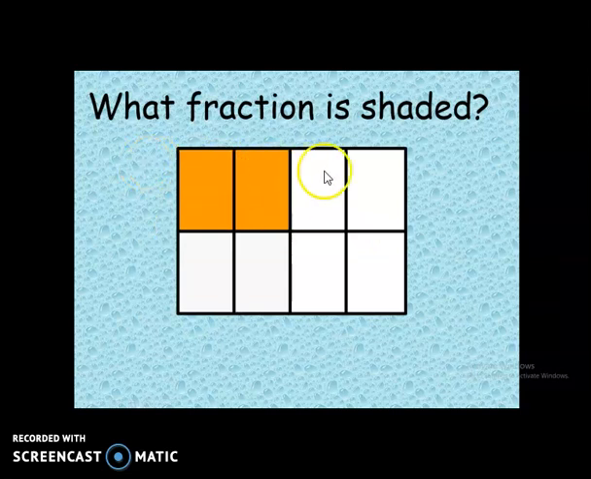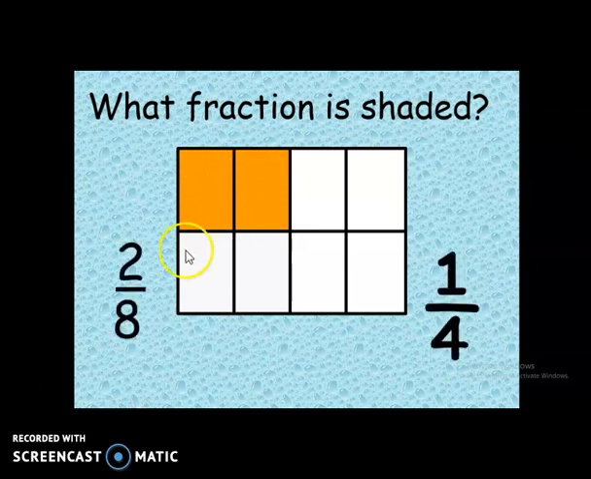Okay, so what fraction is shaded over here? Now when you look at this, it looks a bit tricky and confusing. But the only thing you have to do is count the boxes. Okay, so let's count the boxes. Count the parts. 1, 2, 3, 4, 5, 6, 7, 8. So they are 8 parts. Out of these 8 parts, how many parts have been shaded? 1, 2. So it is 2 out of 8.